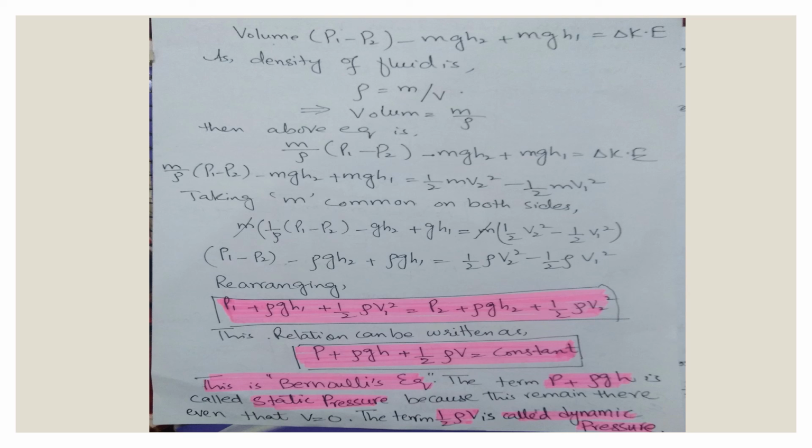From this equation, we know that both these systems are equal, so this relation can be written as P plus rho gH plus 1 over 2 rho V square, as I have told before in the definition, is equal to a constant. So this is called the Bernoulli's equation. The term P plus rho gH is called the static pressure, because this remains even when V is equal to 0, and the term 1 over 2 rho V square is called dynamic pressure.